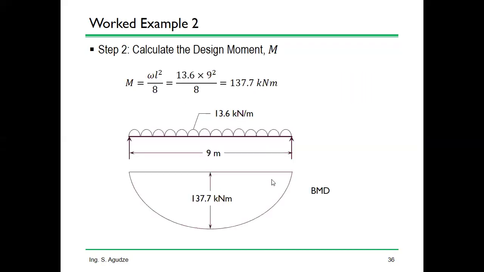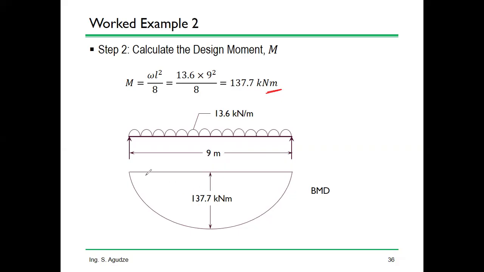And from the diagram, the maximum moment from the diagram becomes your design moment. Okay? And because this one, the formula exists in books, maximum moment for a beam of this nature is omega L squared over 8. And this is 13.6 times the span squared over 8. And this will give us 137.7 kilonewton meter.